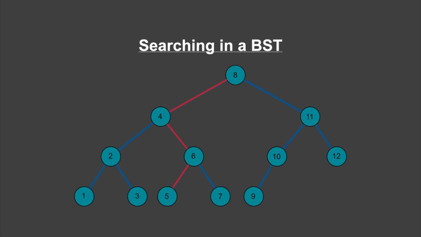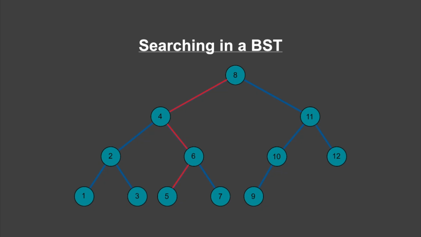To find a value, you start at the root. If your value is smaller than the node's value, you go left, and if it's larger, you go right. And we keep doing this until we either find the value or we run out of nodes. It's like a guessing game that cuts the remaining options in half with every step.